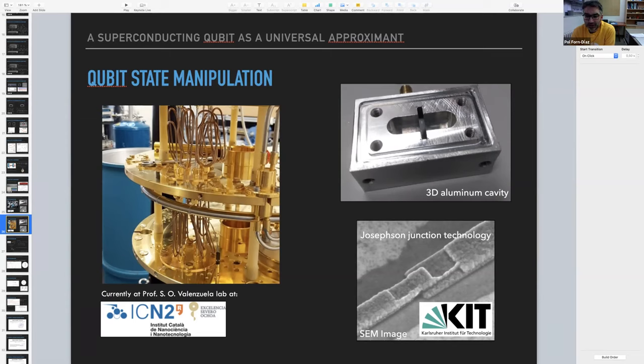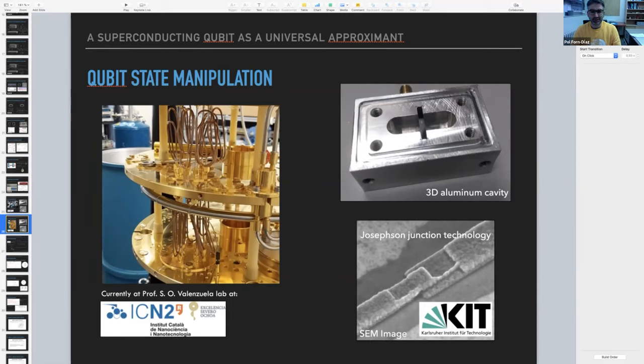And if we zoom in a lot with the electron microscope, we see that this is a junction, an electrode on top of the other electrode. Actually, this is a picture from a dead qubit, and you see what happened: there was a discharge, and then this amount of metal shorted the junction. So this is a non-functional junction. And importantly, this junction was provided to us by the KIT, the Karlsruhe Institute of Technology, which is the group of Professor Martin Weides that I'm collaborating with.